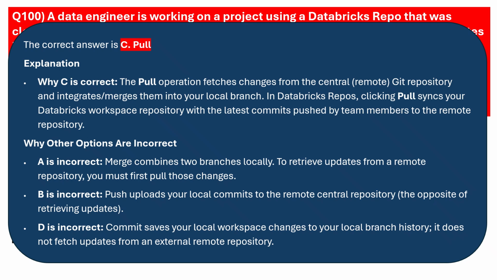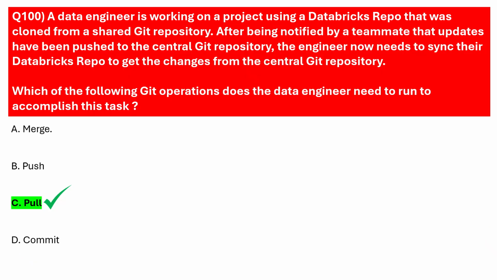Why other options are incorrect. A is incorrect. Merge combines two branches locally. To retrieve updates from a remote repository, you must first pull those changes. B is incorrect. Push uploads your local commits to the remote central repository, the opposite of retrieving updates. D is incorrect. Commit saves your local workspace changes to your local branch history. It does not fetch updates from an external remote repository.